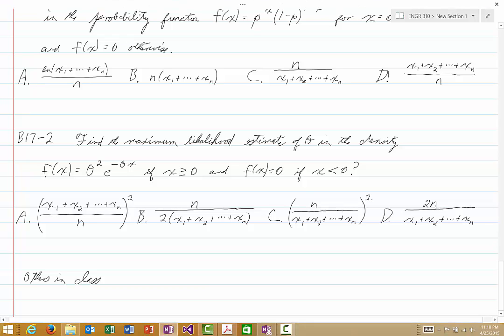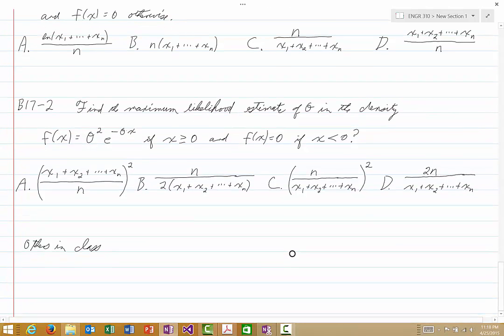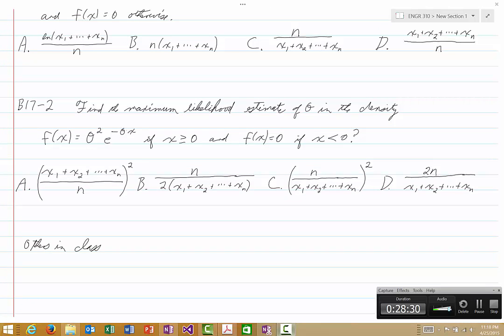So those are the two lecture problems, and then there will be other problems in class. And be prepared, we might have a problem or two of a review nature. In other words, about some of our past lectures. So that concludes it for lecture B17, and good luck.